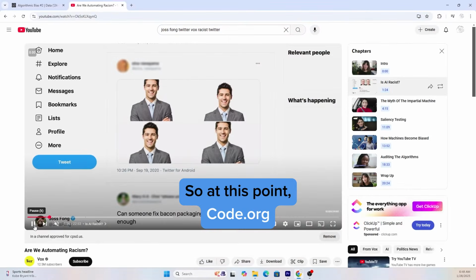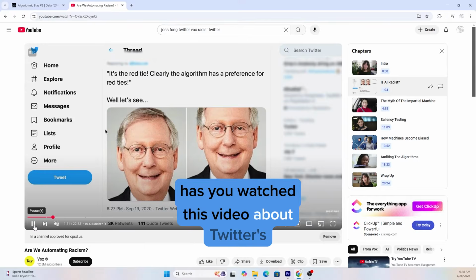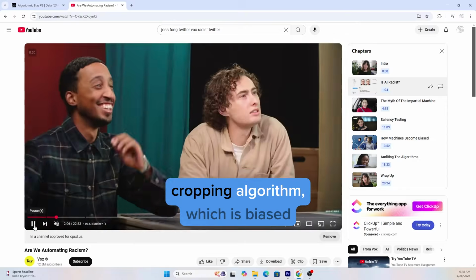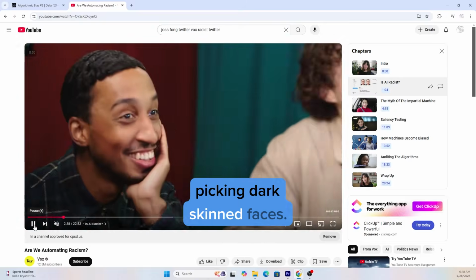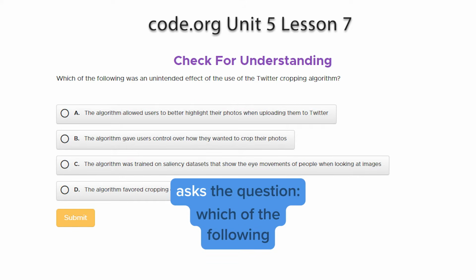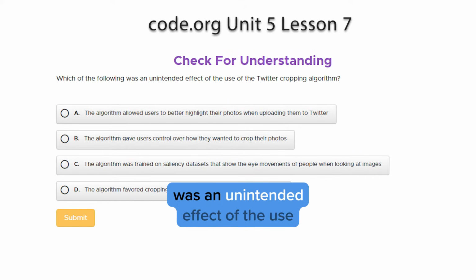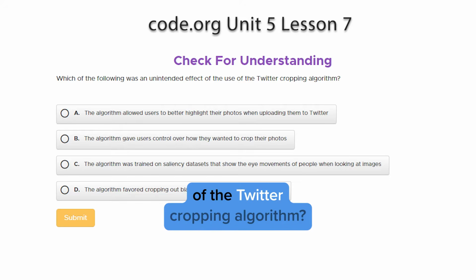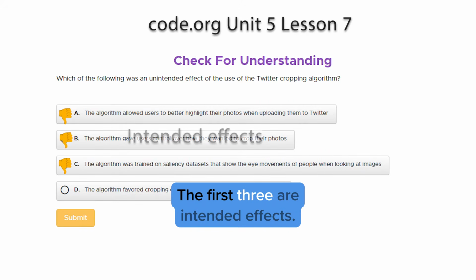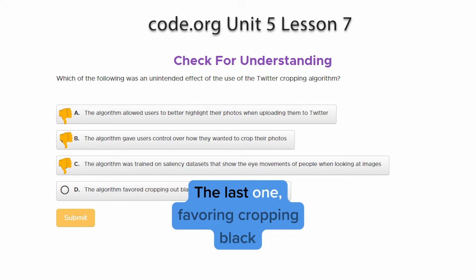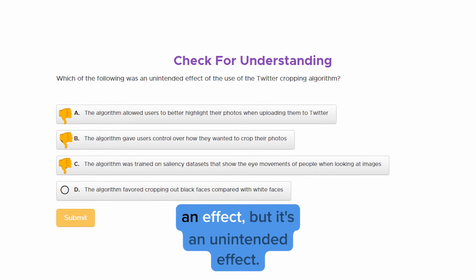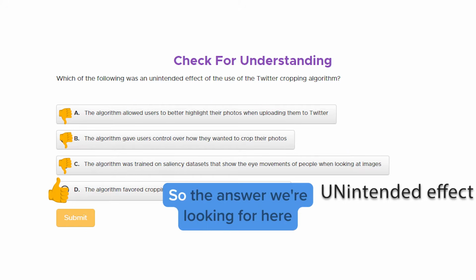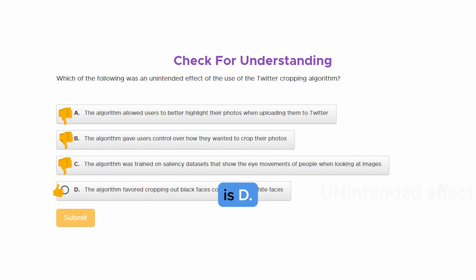So at this point, Code.org has you watch this video about Twitter's cropping algorithm, which is biased towards light-skinned faces and against picking dark-skinned faces. And then Code.org asks the question, which of the following was an unintended effect of the use of the Twitter cropping algorithm? The first three are intended effects. The last one, favoring cropping black faces compared with white faces, is an effect, but it's an unintended effect. So the answer we're looking for here is D.